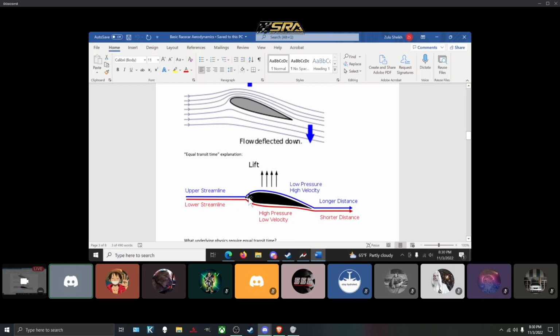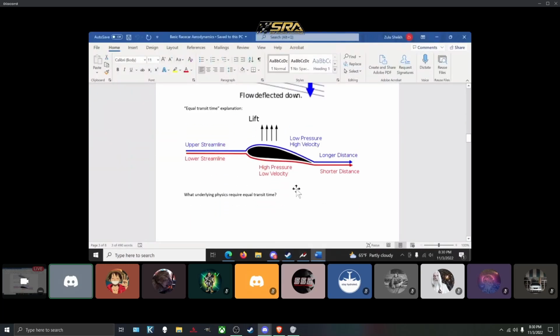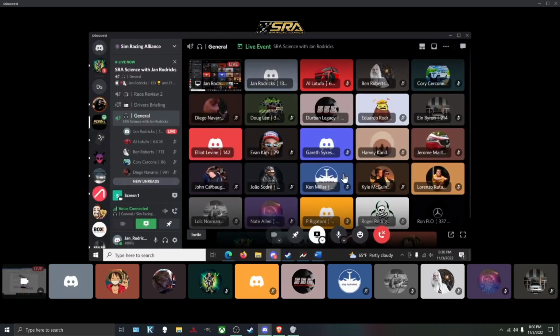So what happens in reality is this fluid speeds up, right? But depending on the wing profile, this molecule will actually hit the back of the wing at a later time than this molecule on the bottom of the wing, right? So again, we're getting more complicated here. Hopefully that makes sense to everyone.